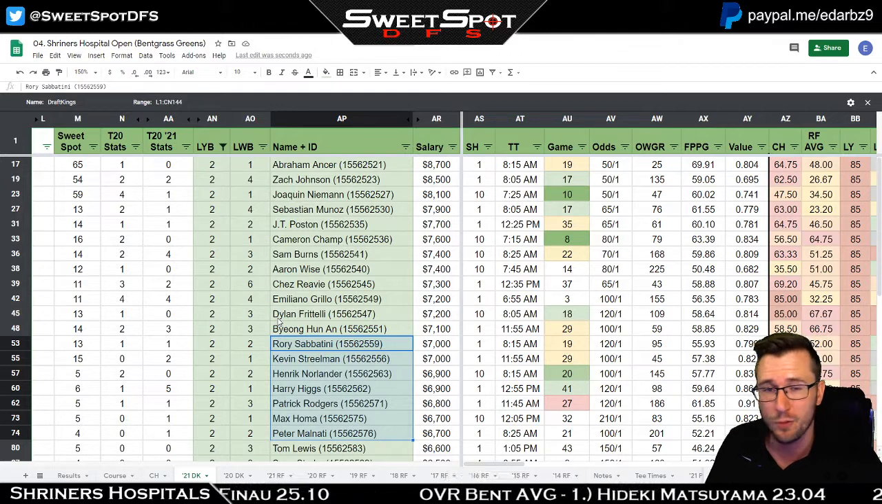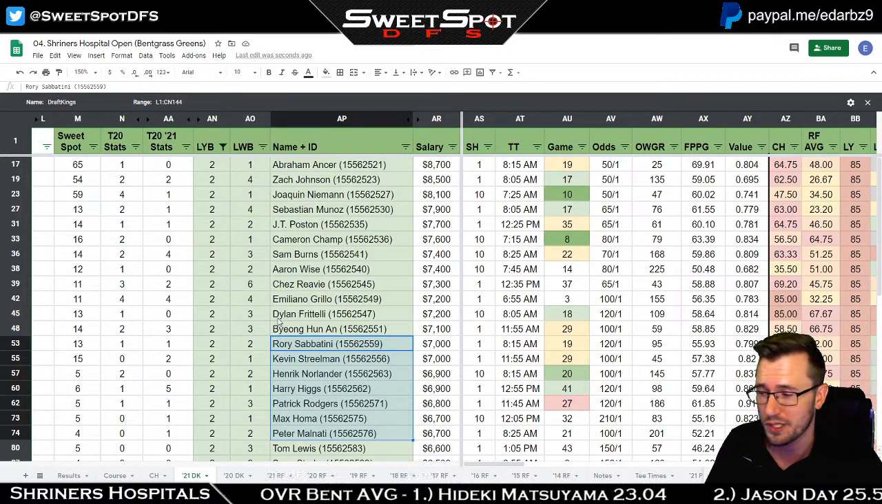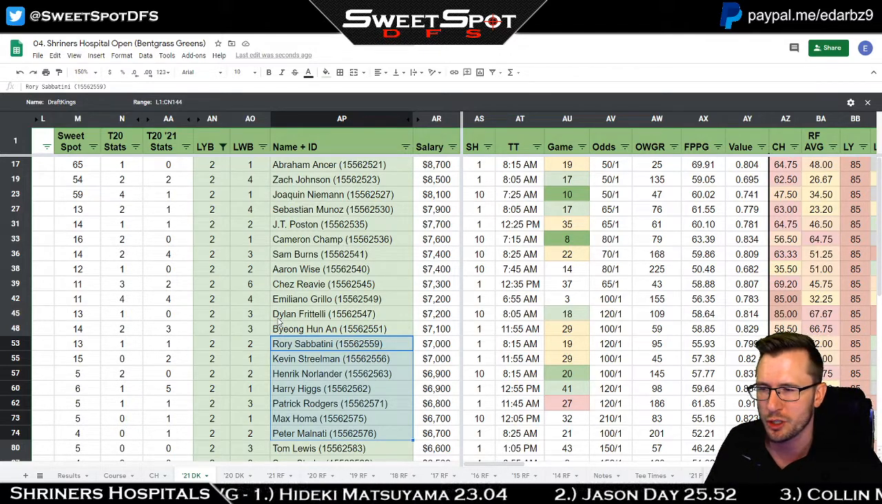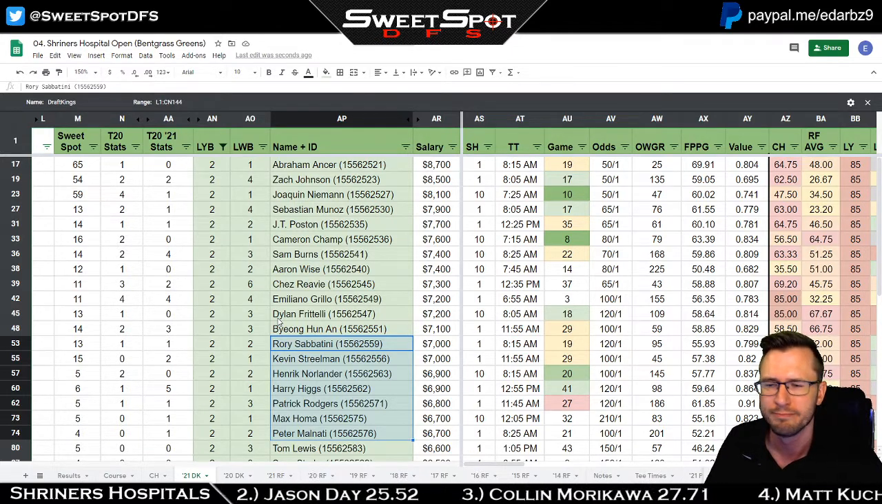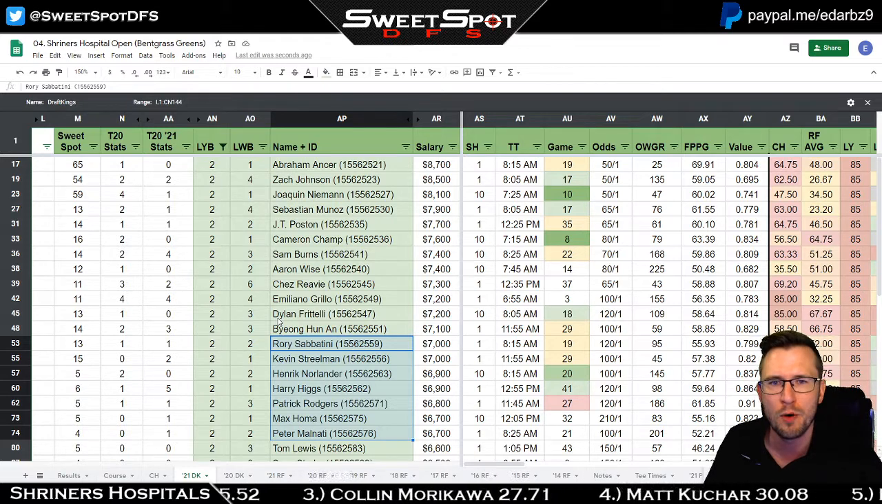If you, for whatever reason, find the gem, the diamond in the rough, like say a Mark Leishman, $6,800 at the Farmers Insurance Open a few years ago, play him. Maybe go more than 10%.